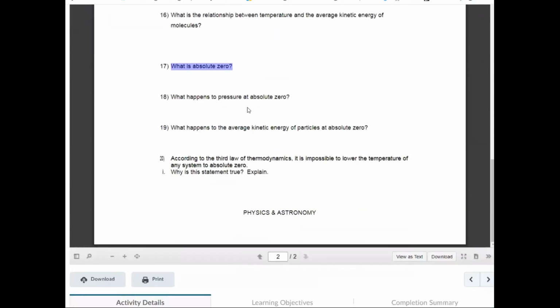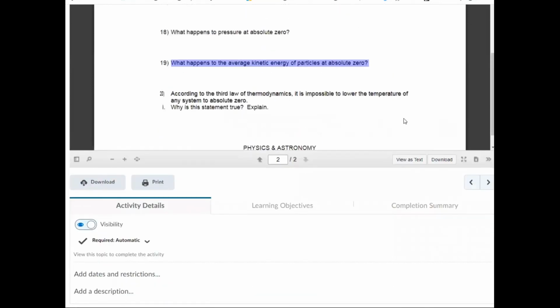Absolute zero is 0 Kelvin. At absolute zero, there's no pressure, so the pressure drops to 0. The average kinetic energy of the molecules at absolute zero is going to be 0, which means that there would be no average kinetic energy. According to the third law, absolute zero cannot be reached.